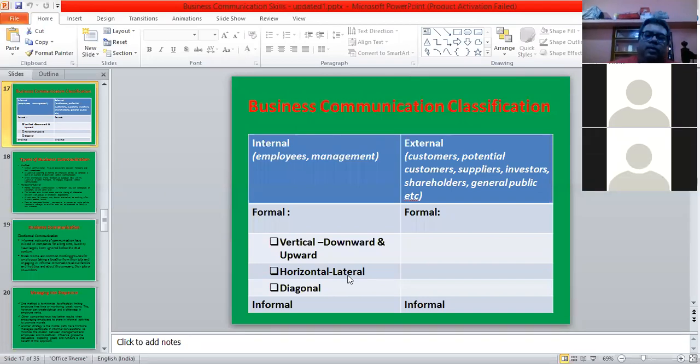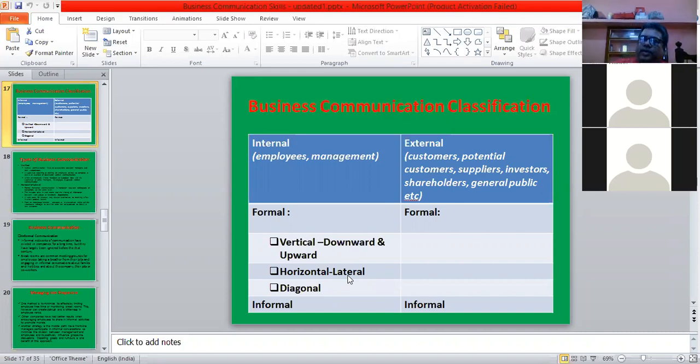So we see therefore that downward and upward communication takes place. A senior manager communicates with someone down the line. That's downward communication. A junior officer shares some ideas with his boss, that is upward communication. Similarly, we also notice that communication happens at the same level.